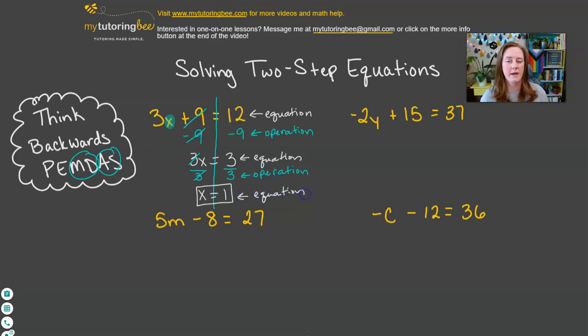So when you are formatting your work, it should follow this sort of layered format where you have equation, operation, equation, operation. And that's how you're showing your work and also writing your new equations so that you can see what new work you need to do to continue solving.